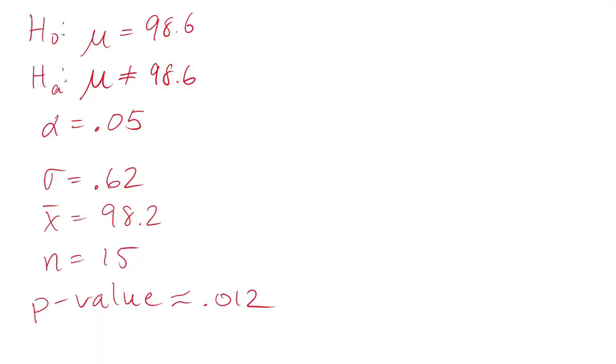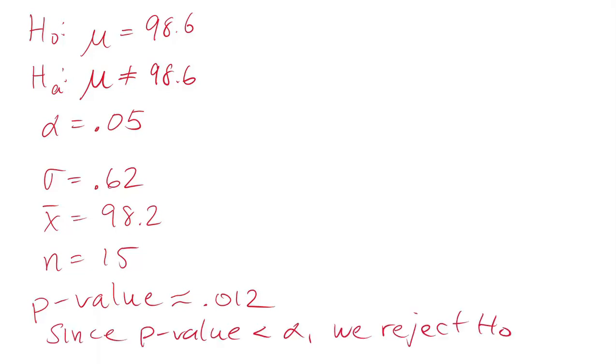At the 5% level of significance, we're comfortable saying that the null hypothesis is false. At the 1% level of significance, we would not be. This is why you often see people just publish their p-value and leave it up to the reader to determine whether or not that's statistically significant. But if we go with the standard value of alpha of 5%, we would reject the null hypothesis. The p-value is less than 5%. And if we reject the null hypothesis, then we're going to support the alternative hypothesis, which is the claim that the mean is not equal to 98.6.